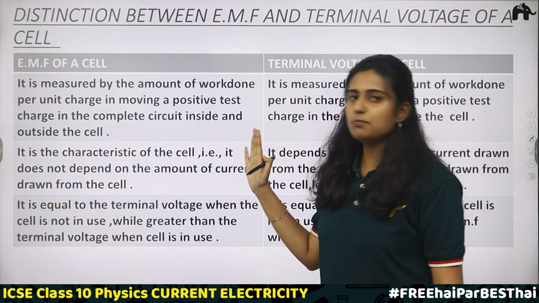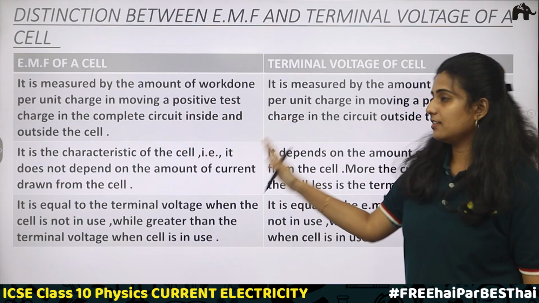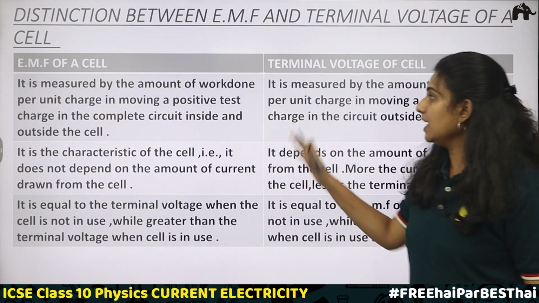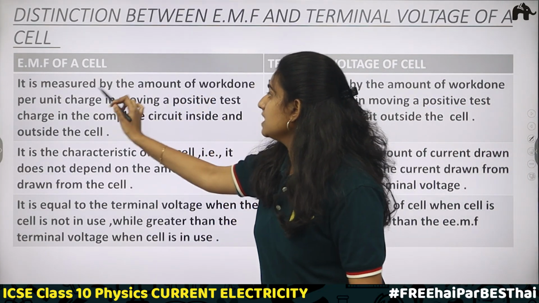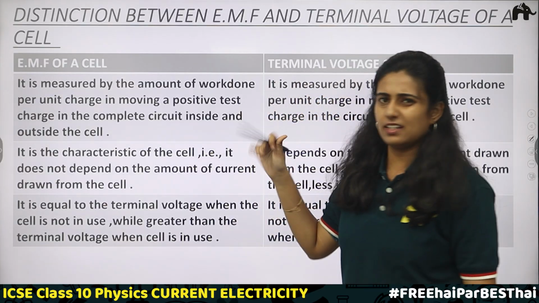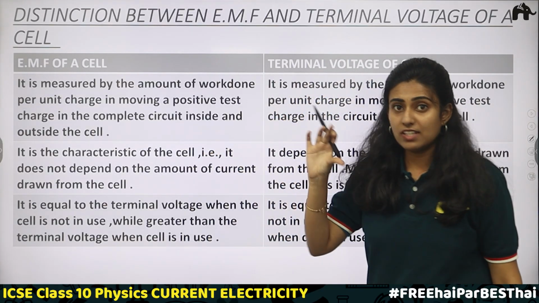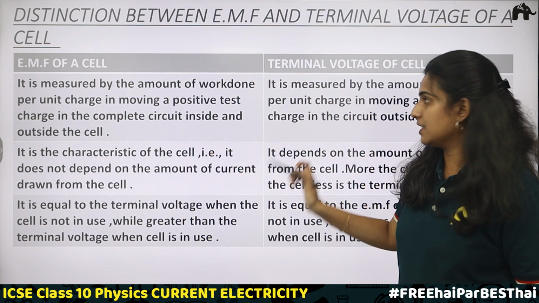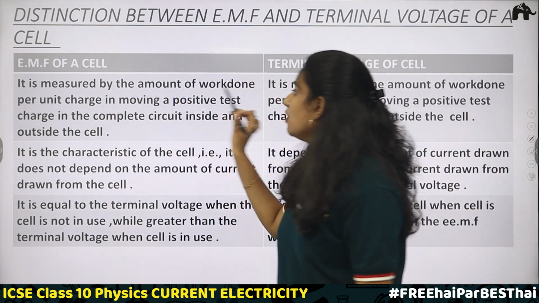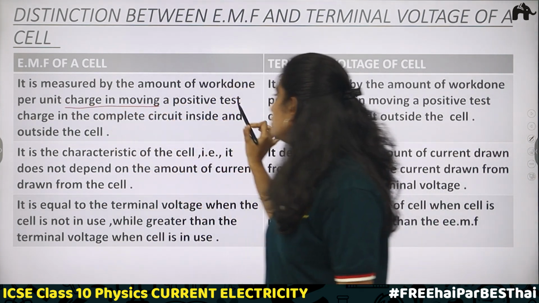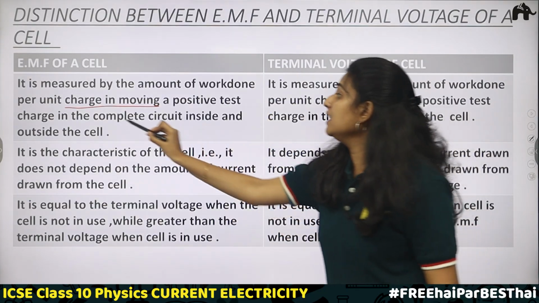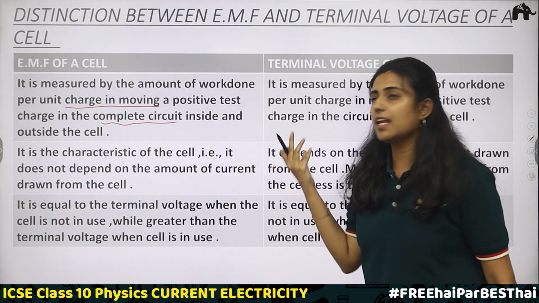Next, the difference between EMF and terminal voltage. Very important three points that you have to study for comparison. Okay, EMF. First, EMF is measured by the amount of work done. That is a simple statement. We have defined the definition, you will be giving that first. It is measured by the amount of work done per unit charge in moving a positive test charge in the complete circuit, inside and outside the cell.